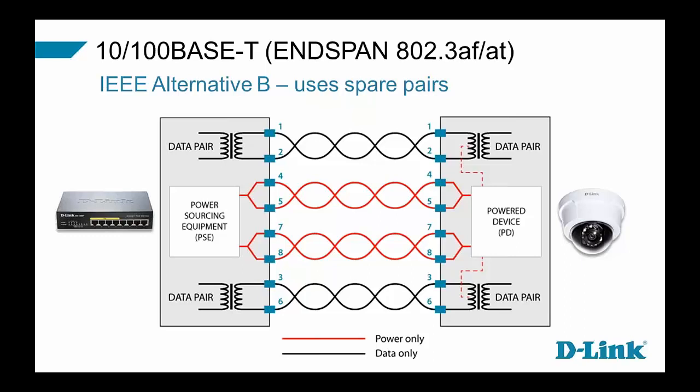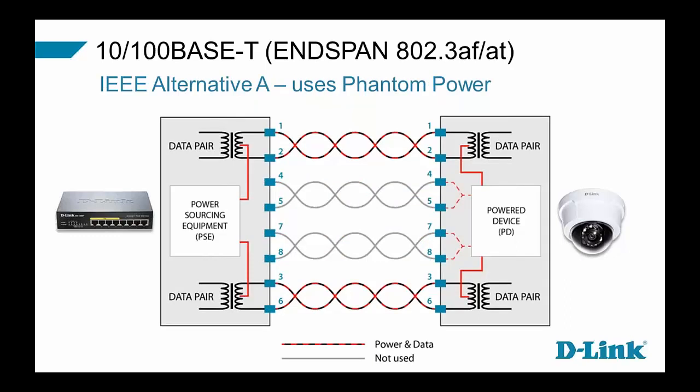And then my spare pairs in 10/100 are 4, 5, 7, 8. In this case, since it's alternative B, we're using 4, 5, 7, 8 to carry the DC power that powers that IP camera, or PD, on the right side of the screen. But we don't have to use spare pairs.